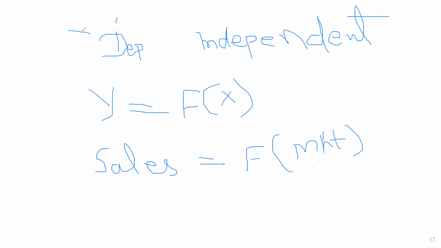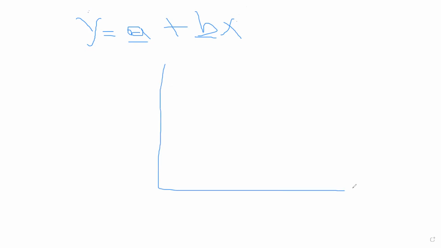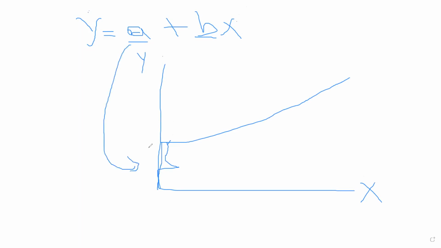And this is represented very simply: Y equals A plus BX. So Y is dependent, X is independent, A is the intercept, B is the slope. How to represent it? If you plot these two variables together, this is, let's say, X, this is Y, and let's say the line is coming like this. This distance is called the intercept, which is A.